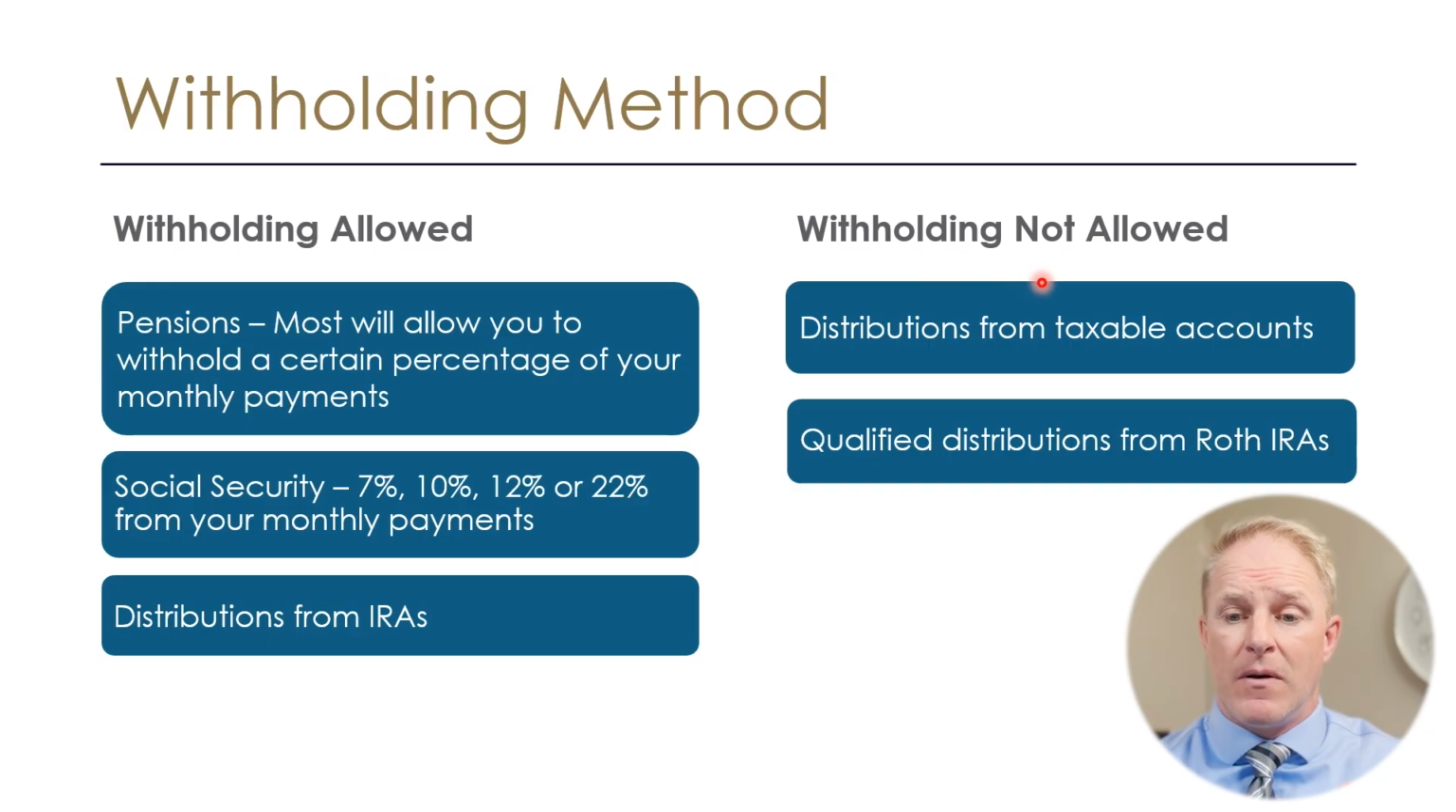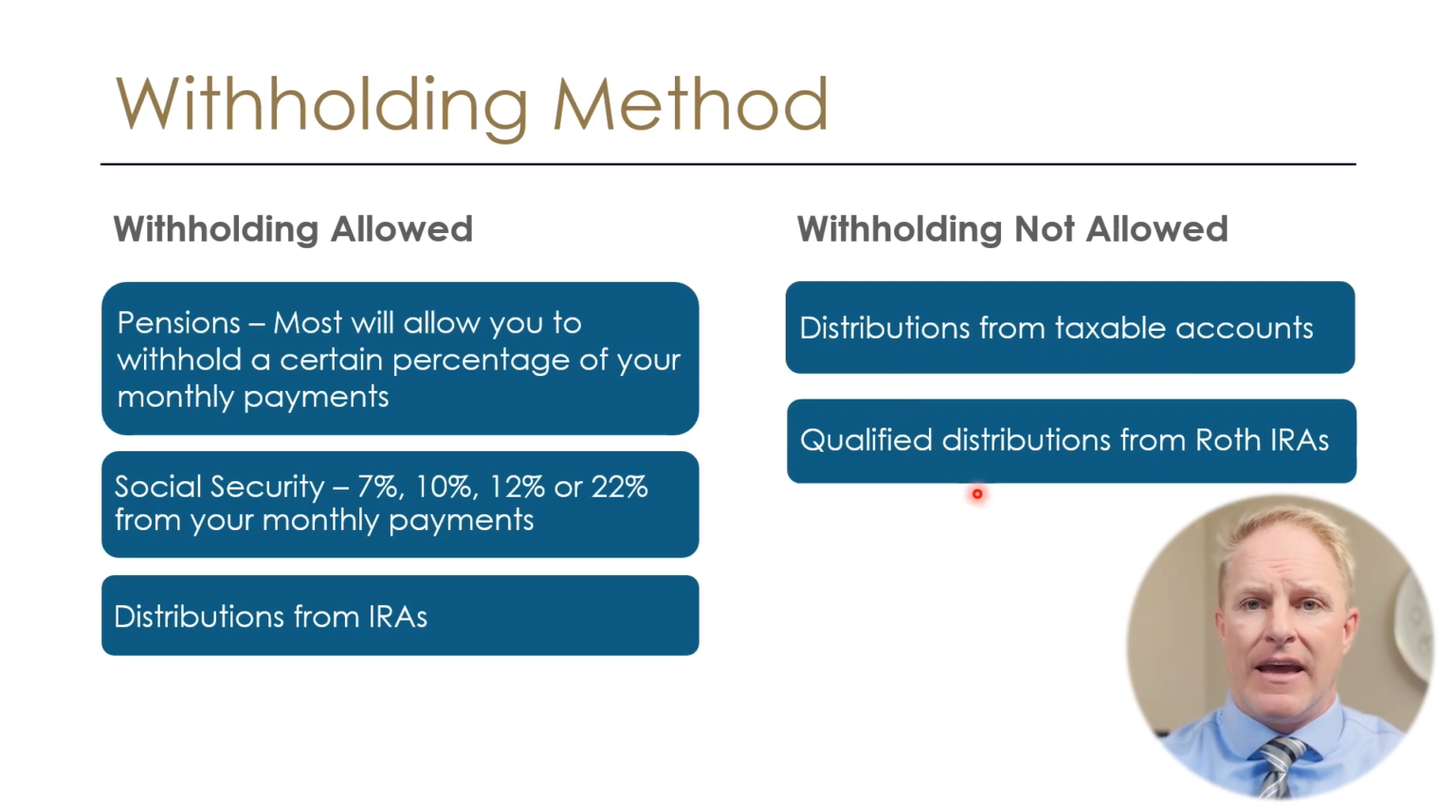Every time you take a distribution, you can elect to have a certain percentage of those IRA distributions withheld. Withholding money from taxable accounts, as I had just mentioned, is actually not allowed with most custodians. So as you earn dividends and interest income, and if you have capital gains, unfortunately you can't typically do withholding from those types of accounts. And distributions from Roth IRAs usually aren't subject to tax and therefore do not allow for withholding.